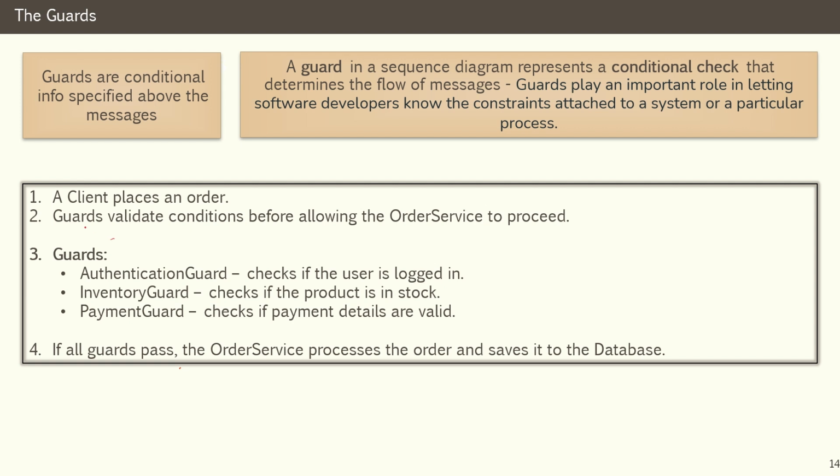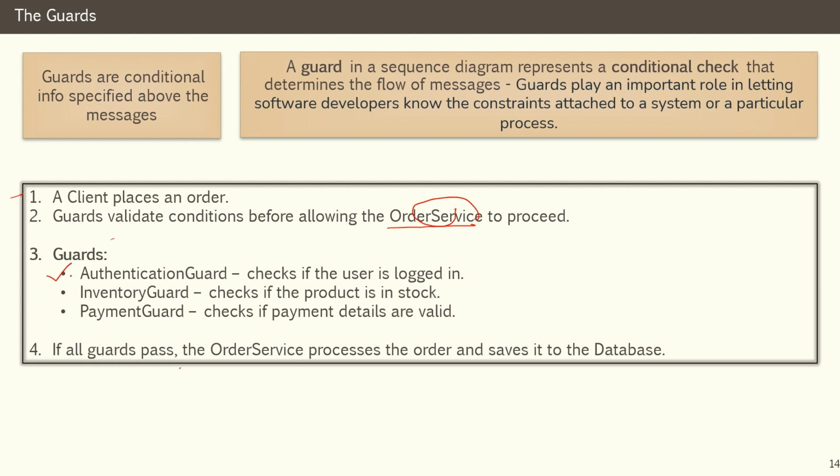If you see here, we have an object, that is a client who places an order. We have another object, that is the order service. So the arrow connecting the client and order service can have a message that's nothing but a guard or set of guards that would validate the condition before this order service is serviced. So what are the guards associated with this message? If you see here, there are three guards.